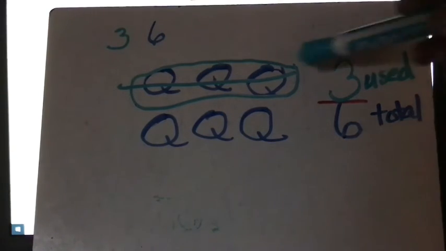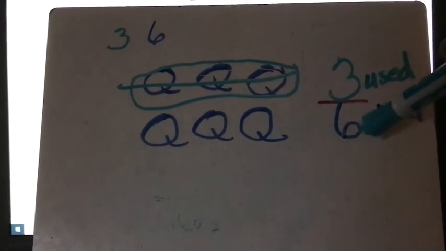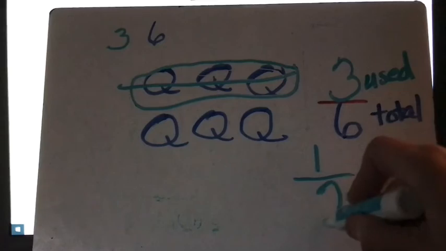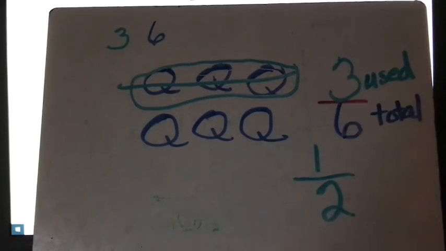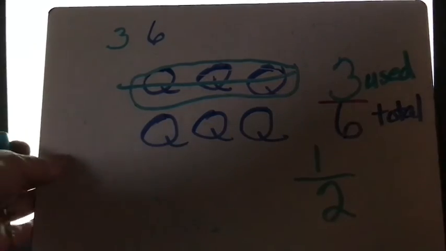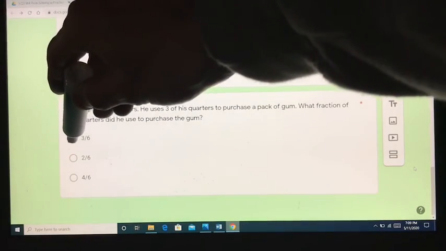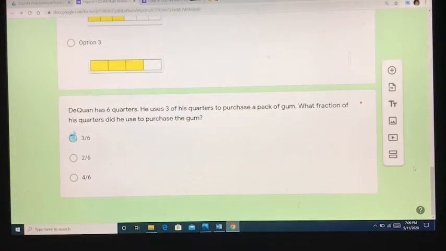Also, if you notice, 3 is half of 6. They could also have put the answer as a half. Either of those are correct, but here they have it just kept as 3/6. They did not simplify it to a half, but he used 3/6 to purchase the gum, and he had 3/6 of his quarters left also.